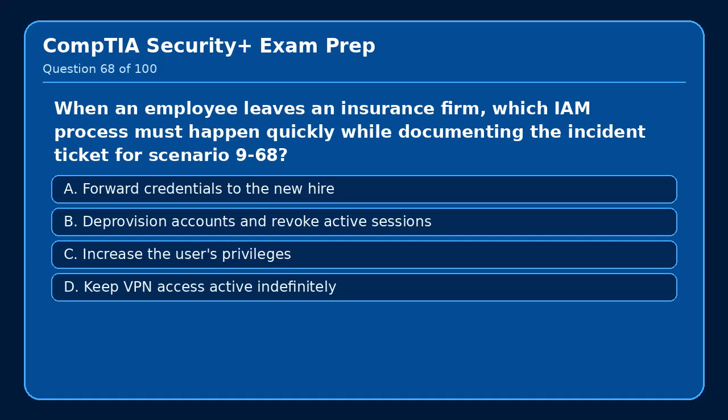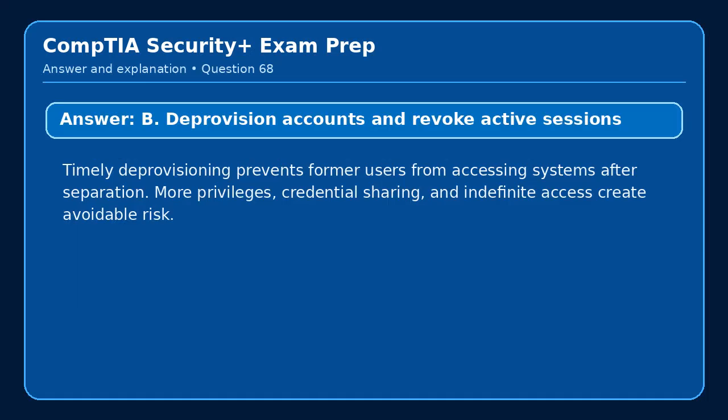The answer is C. Containment. Containment isolates affected accounts, hosts, or network paths to limit the incident's spread. Procurement, marketing, and onboarding are business activities outside the immediate incident control phase.